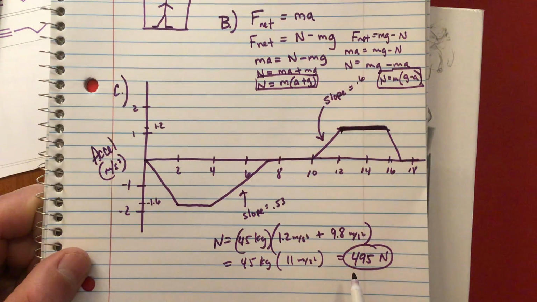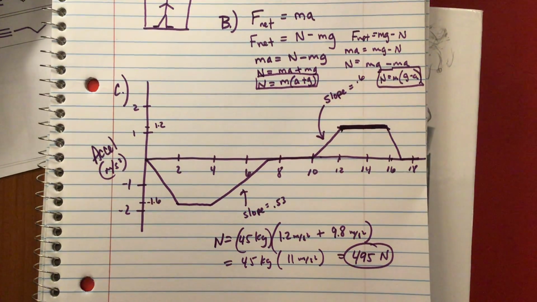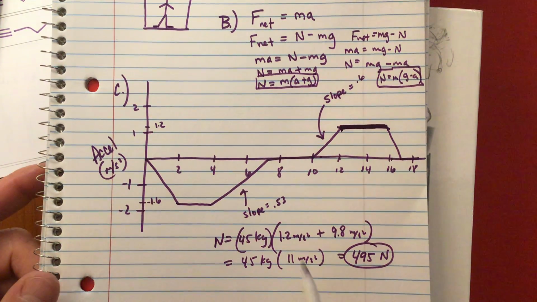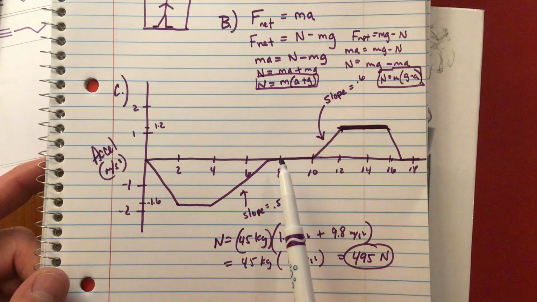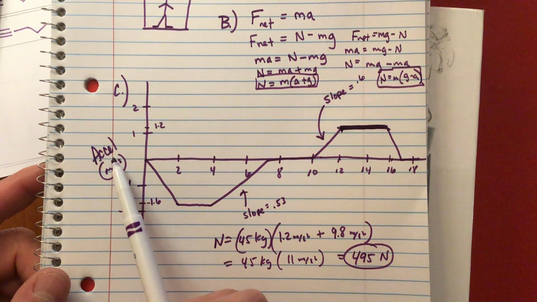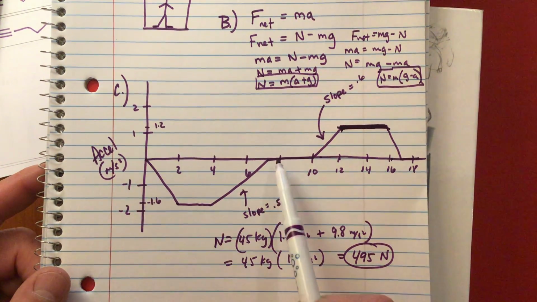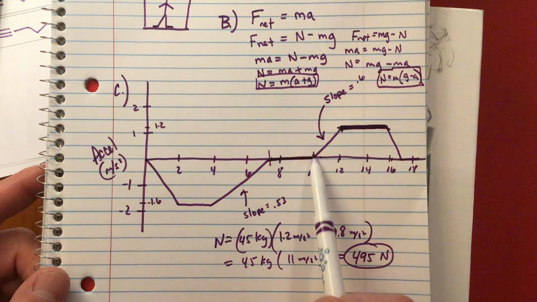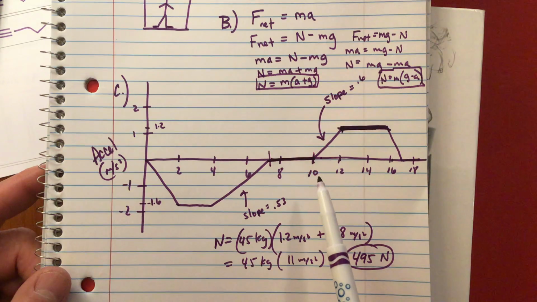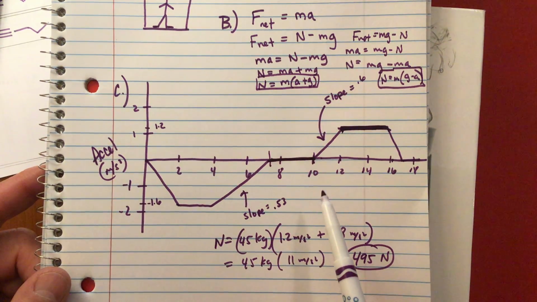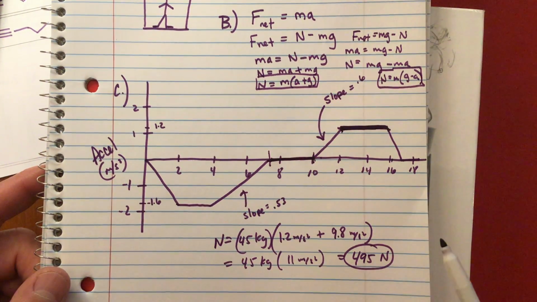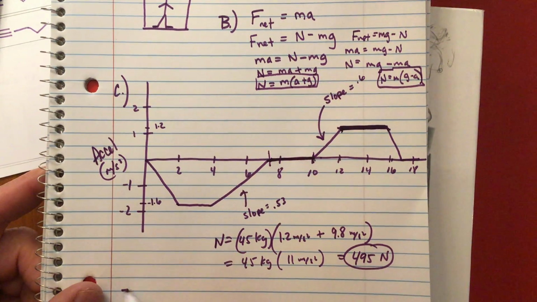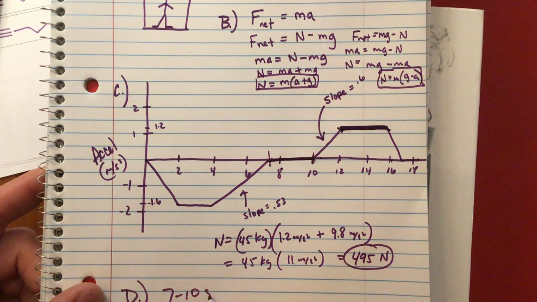Okay. And then the last question, during what time intervals is the speed of the elevator constant? Well, on this graph, a constant speed would mean that the acceleration is 0. So that would have to be this section here between 7 seconds and 10 seconds. So the time interval when the speed is constant is between 7 and 10 seconds. And that's D. So 7 to 10 seconds.